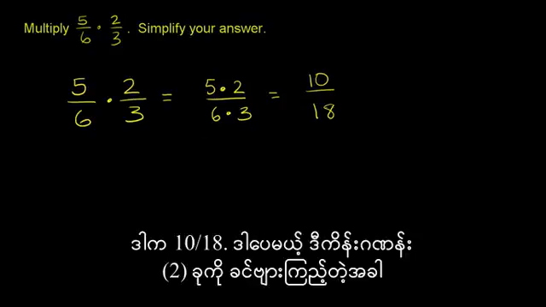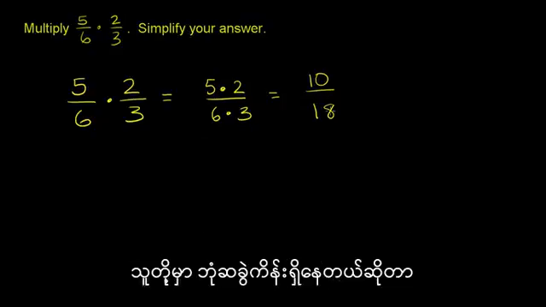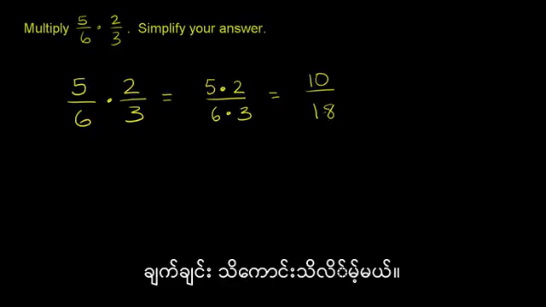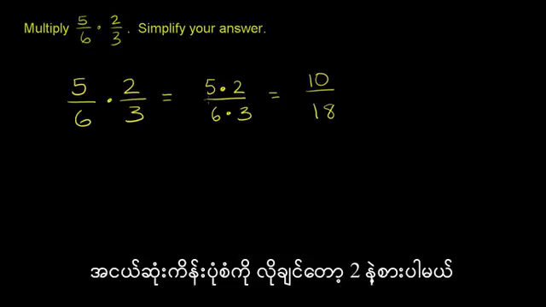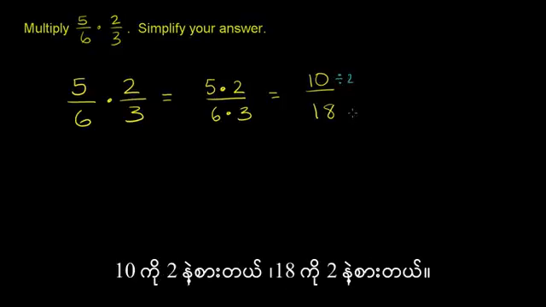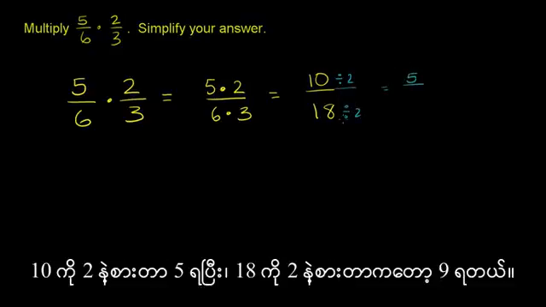It is 10/18. But when you look at these two numbers, you might immediately see that they share some common factors. They're both divisible by 2. So if we wanted it in lowest terms, we want to divide them both by 2. So divide 10 by 2, divide 18 by 2, and you get 10 divided by 2 is 5, 18 divided by 2 is 9.